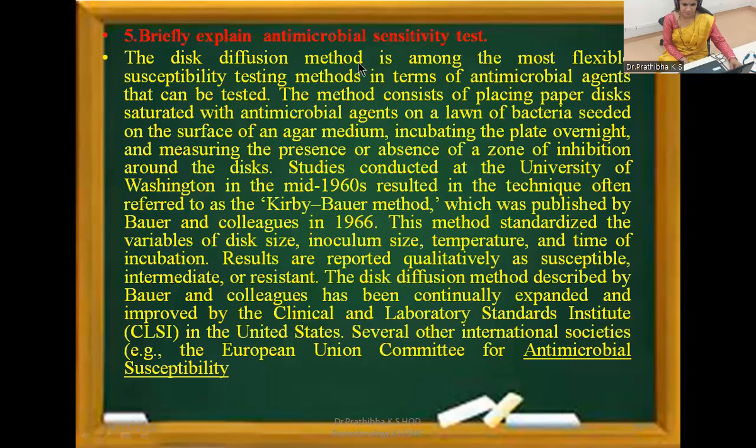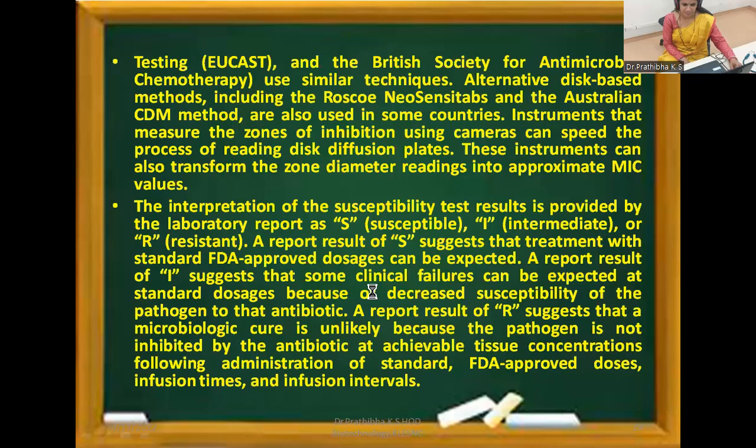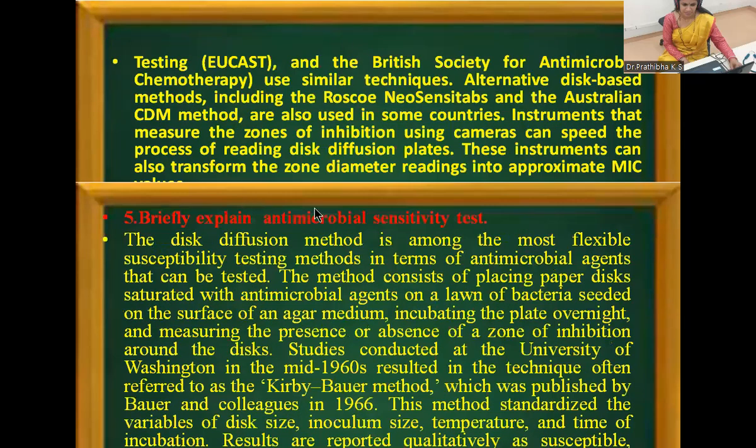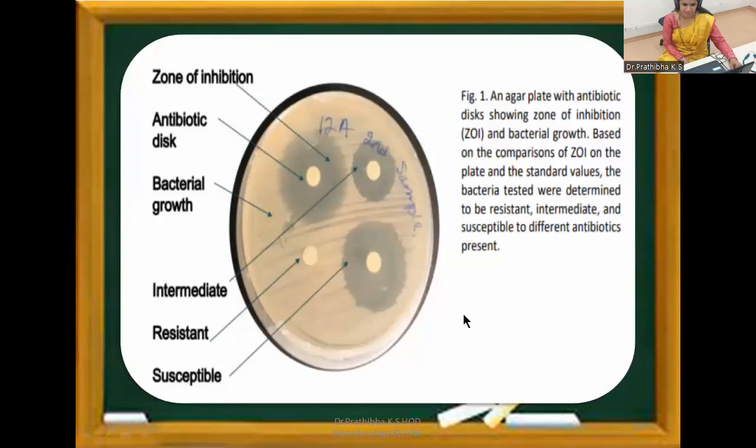Next, last question: briefly explain antimicrobial activity. Antimicrobial sensitivity test of the antimicrobial activity. Here you can also take the example of this diffusion method and explain this antimicrobial sensitivity test, or maybe antibiotic sensitivity test, with the same further information. This is the pictorial representation of the agar plate with antibiotic discs showing zones of inhibition. This you can also take for the antimicrobial sensitivity test and even the disc diffusion technique.